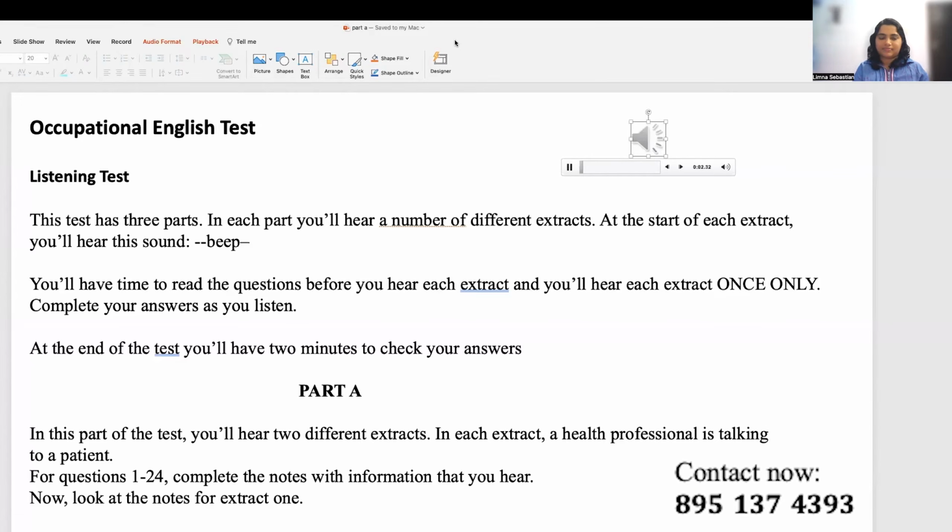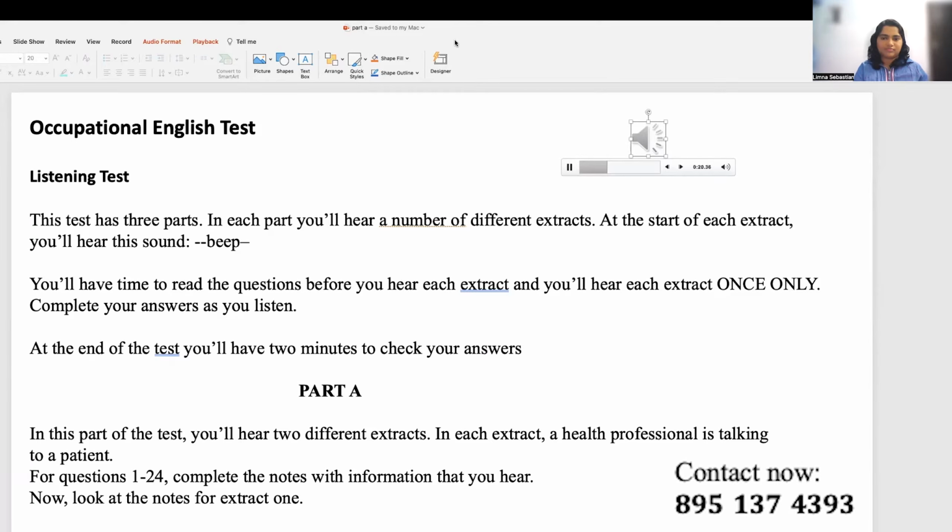Occupational English Test. Listening Test. This test has 3 parts. In each part, you'll hear a number of different extracts. At the start of each extract, you'll hear this sound.